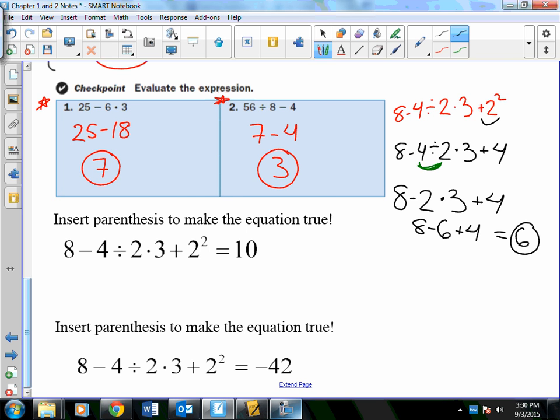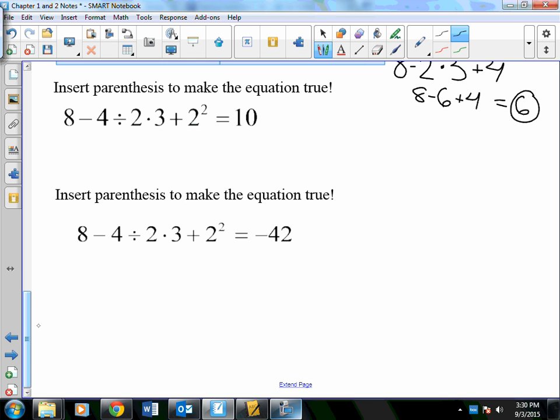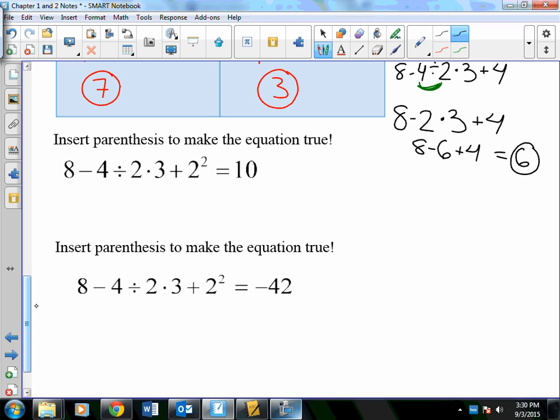I want you to pause the video now, take 2 minutes, see if you can figure out where the parentheses would need to be located. So one equals 10, the other one equals negative 42, and we'll come back and go over it. So pause the video now, please.